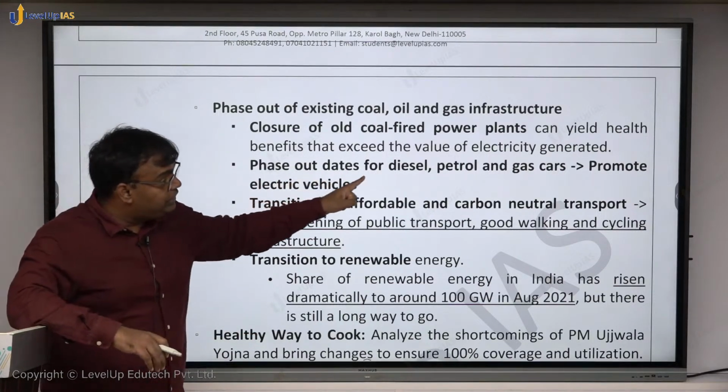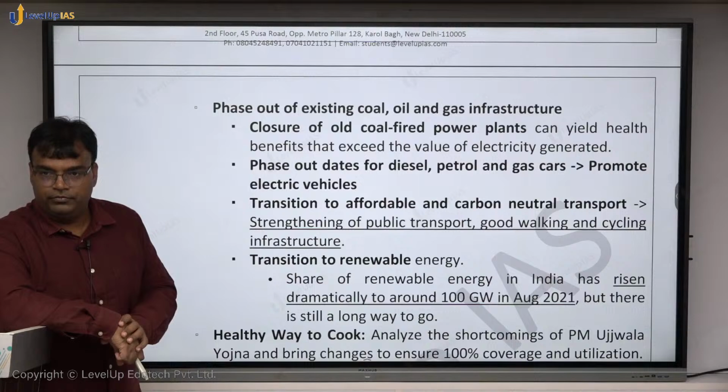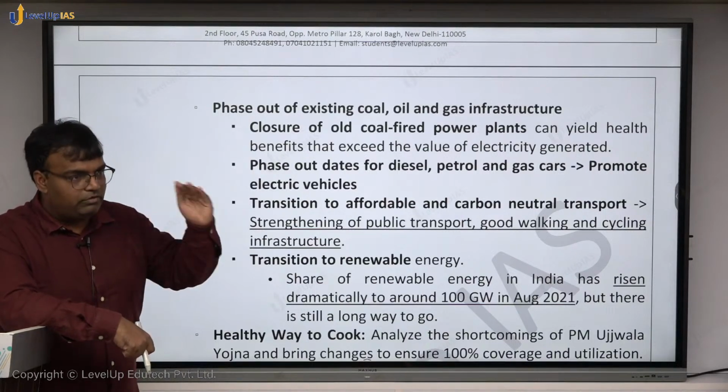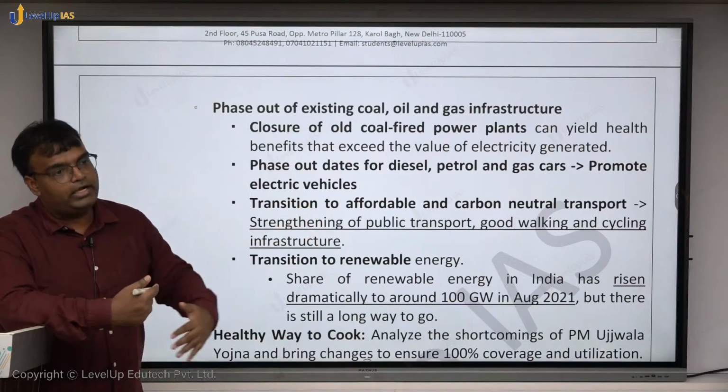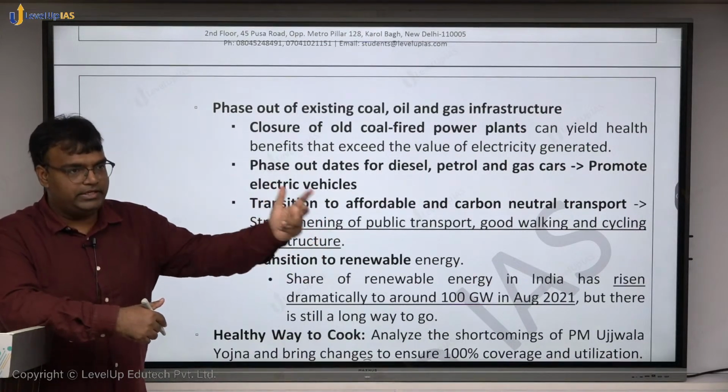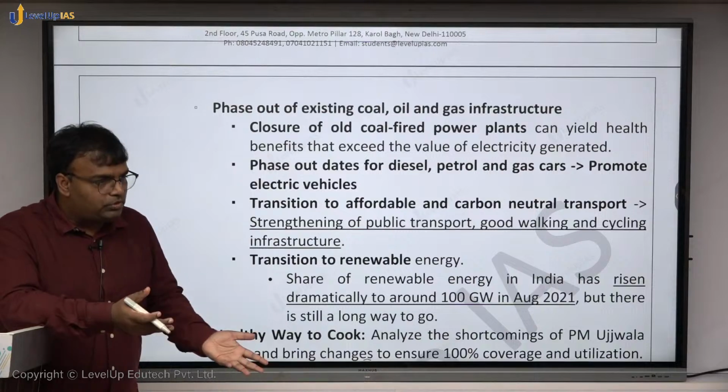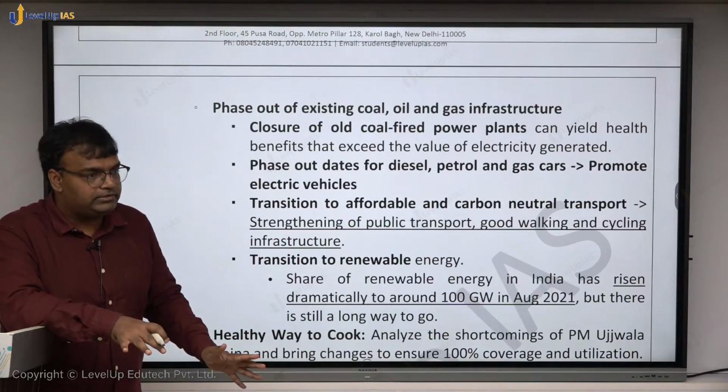Phase out dates for diesel, petrol and gas cars. We're moving to electric vehicles. We can have a plan that by this time we want to phase out all these vehicles, so that we have a plan that in the next 10 years, 15 years, or next 20 years, Delhi will only have electric vehicles.